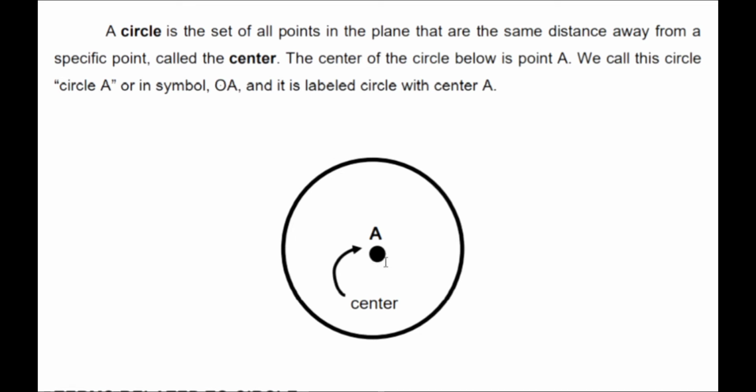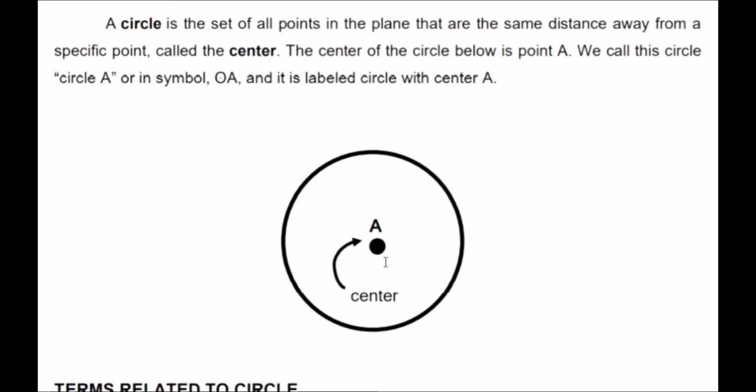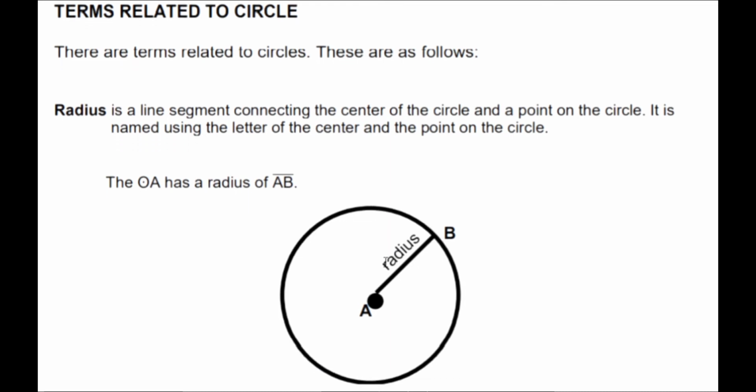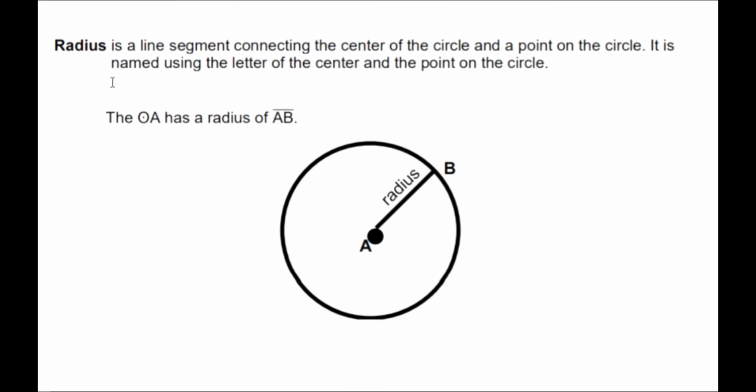So we have point A as the center of this circle. Now let us have the terms related to circle. First one, we have the radius. It is the line segment connecting the center of the circle and the point on the circle. It is named using the letter of the center and the point on the circle. So we have point A, and the point on the circle is point B. So the circle A has the radius AB. We have here line segment AB as the radius of this circle.